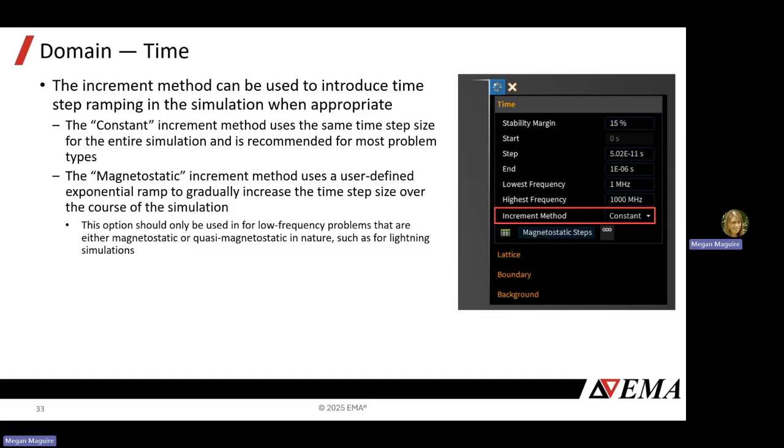However, there's also the option for magnetostatic stepping or increment method, where you can define time steps over which an exponential ramp is applied to the permittivity values, and this allows for an increase in time step size over time. This is only valid for low frequency problems, so ones that are magnetostatic or quasi-magnetostatic, such as lightning.